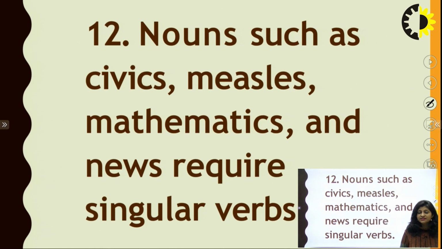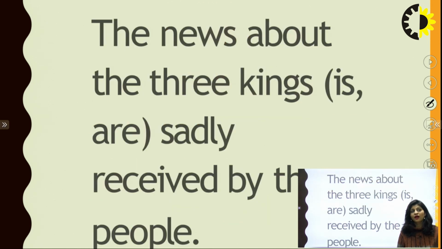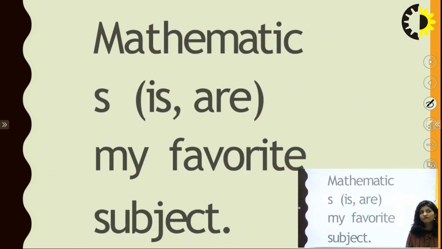Nouns such as civics, measles, mathematics and news require singular verbs. The news, obviously, is a singular subject. We are using s at the end, but this is not a plural subject. It's a singular subject. The news about the three kings is sadly received by the people, right? So we are going to use a singular verb here.